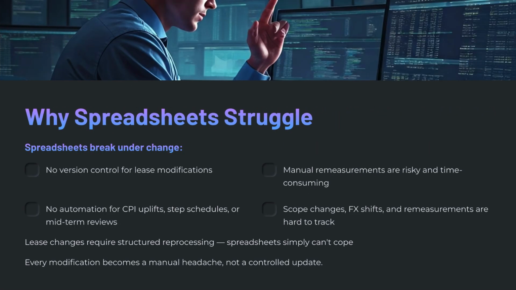Why spreadsheets fall short. And this is where spreadsheets really struggle. No version control when leases change. No audit trail for how profiles were updated. No automation for indexation, stepped rent, or remeasurement events. FX exposure manually updated, break options manually tracked, and lease modifications usually built in as workarounds, not properly processed. When everything becomes manual, mistakes are inevitable, especially under time pressure.